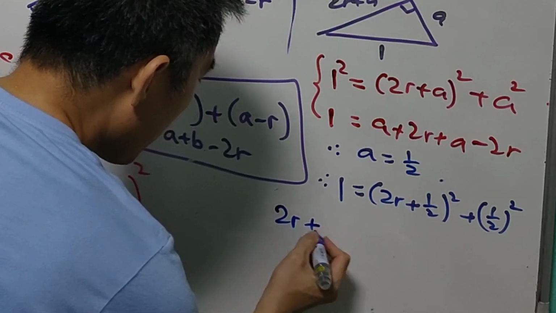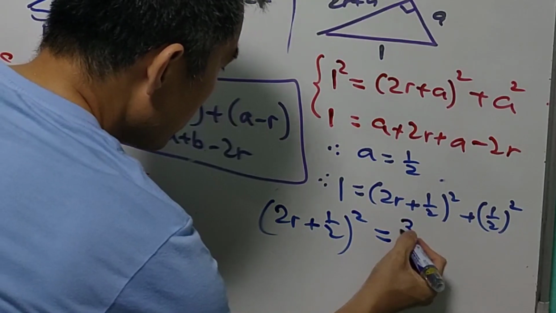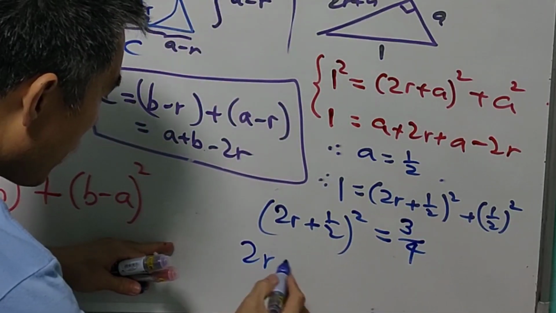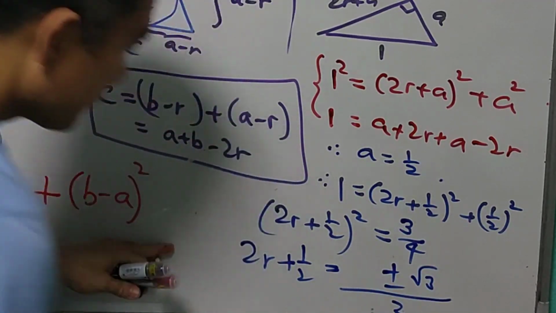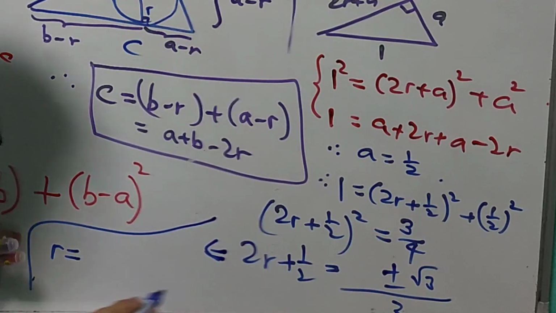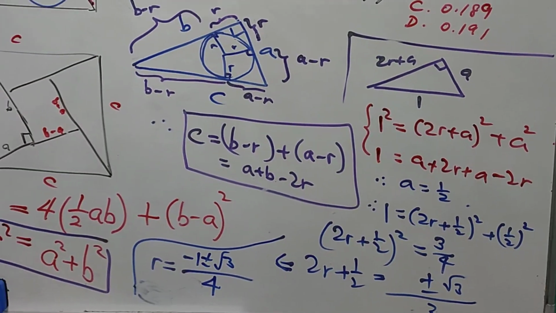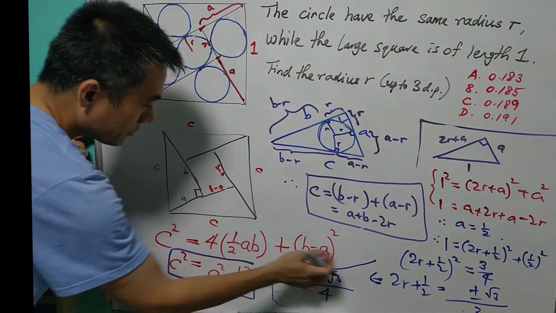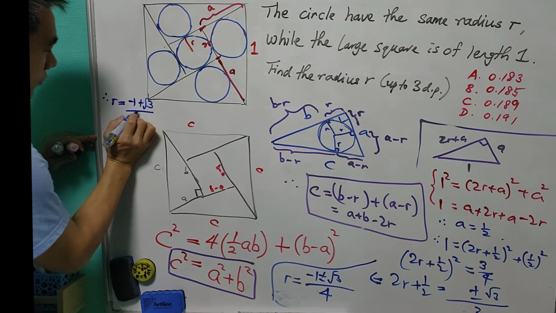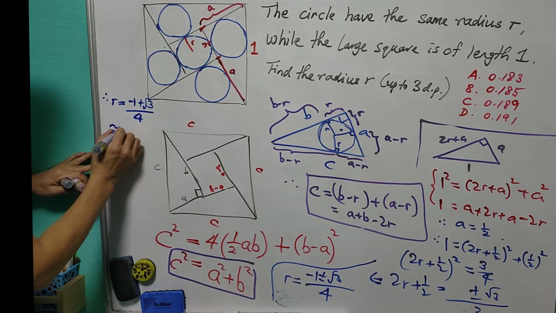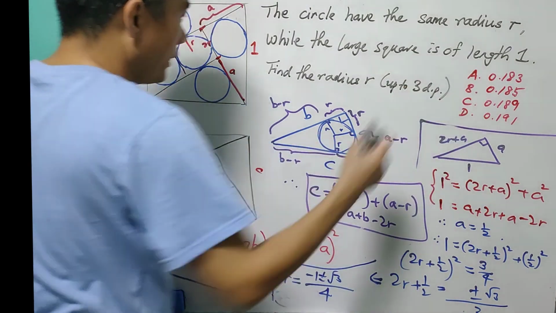Then it means that (2r plus half) squared equals to 1 minus 1 over 4, that is 3 over 4. So 2r plus half will equal to plus minus square root 3 over 2. And therefore, r will equal to negative 1 plus minus square root of 3 over 4. Since r is of positive value, so we will have r is equal to negative 1 plus square root 3 over 4. And using calculator, this is about 0.183. And therefore, the answer should be equal to A.